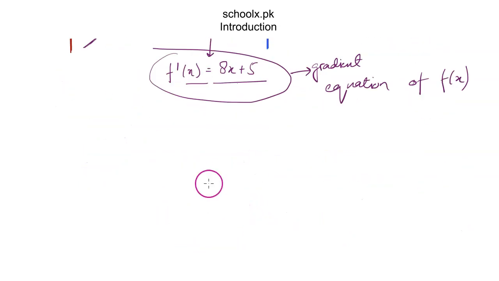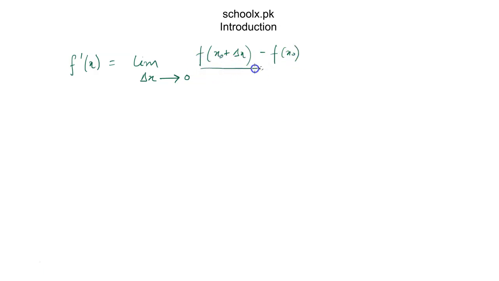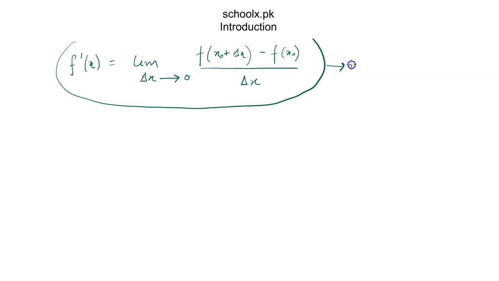Now how do we actually take the derivative? You have to learn that the concept behind taking the derivative is this: f'(x) equals the limit as delta x approaches 0 of f(x₀ + Δx) − f(x₀) over Δx. So this is how you actually take the derivative. Now you won't be using this formula at all in your syllabus.